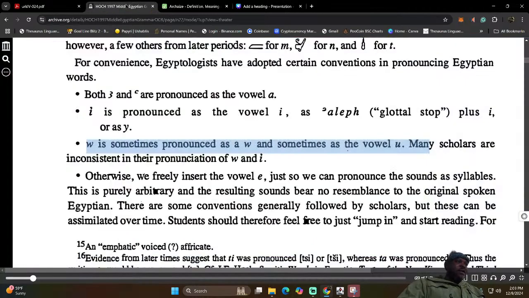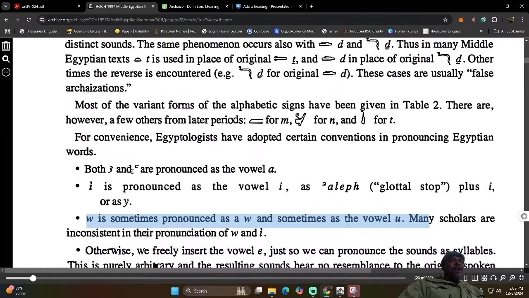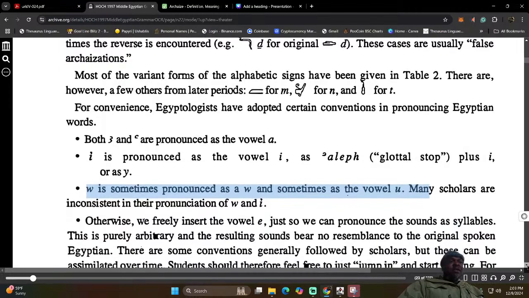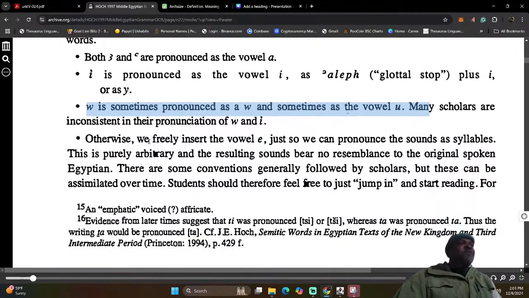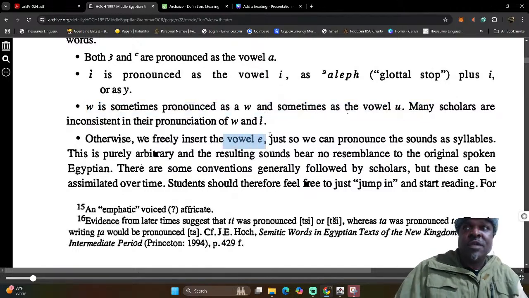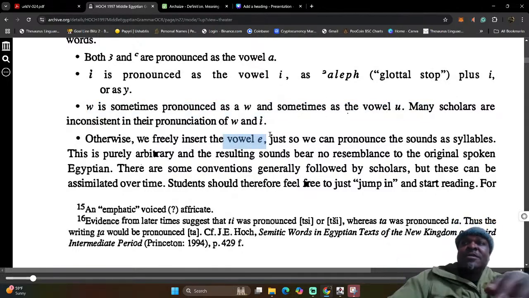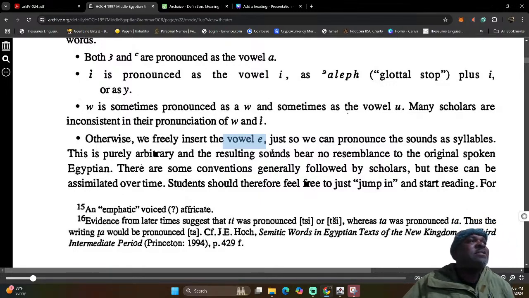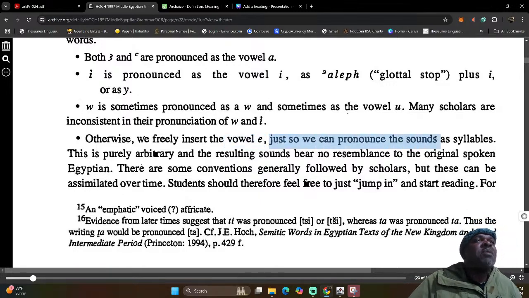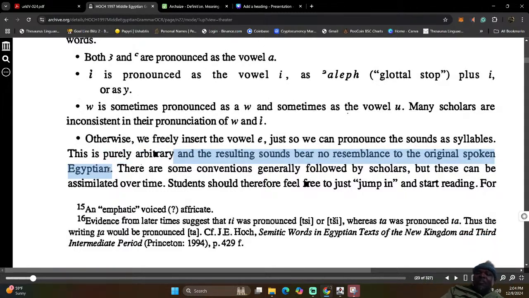All right, but let's go back to here. And that was just an illustration of how their system ain't always the way we pronouncing it. Sometimes it really could have been the way it was said. But otherwise, we freely insert the vowel E just so we can pronounce the sounds as syllables. This is purely arbitrary, and the resulting sounds bear no resemblance to the original spoken Egyptian. So we all been clear on that.